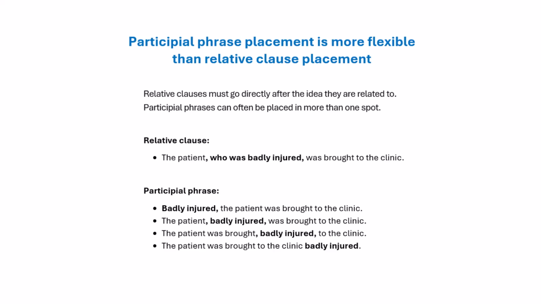Participial phrase placement is more flexible than relative clause placement. Relative clauses must go directly after the idea they are related to. Participial phrases can often be placed in more than one spot in a sentence. Here's an example with a relative clause. The patient, who was badly injured, was brought to the clinic. The relative clause cannot be placed anywhere else in this sentence.